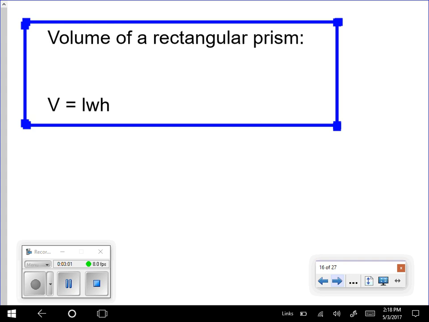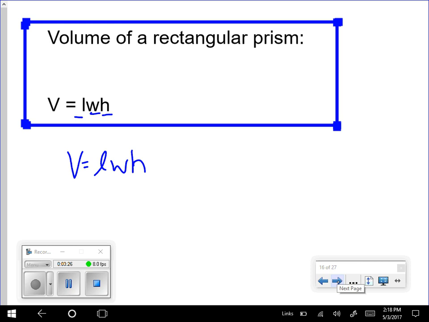So here is the formula for volume of a rectangular prism. Pretty simple. Remember, it has three dimensions: length, width, and height. So that's all it is. We take the length, multiply it by the width, and multiply that by the height. Again, if you look at your reference sheet, the right prism is right on there, length, width, and height.